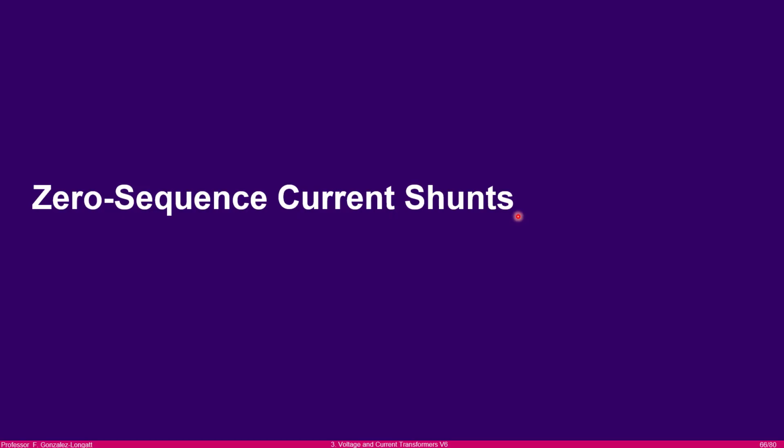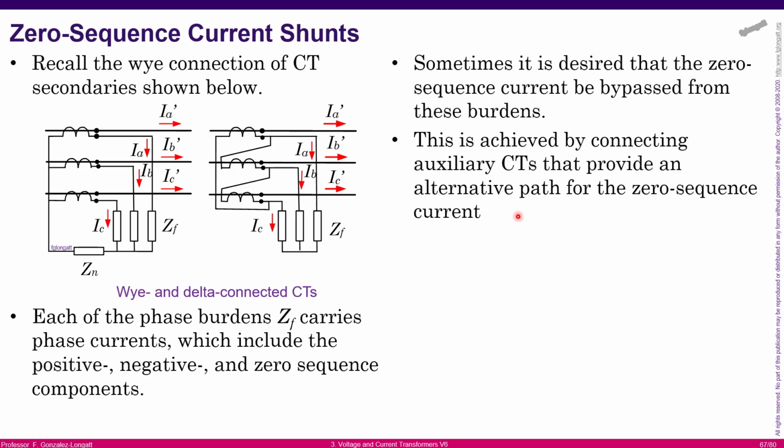Another important thing is that delta and star connections can be used for zero sequence. As you must be aware, when we have the star connection, there is a neutral point, and in that case, every single phase burden carries phase currents. That includes the positive, the negative, and the zero sequence components. However, sometimes we want the zero current to bypass the burdens. One very simple way to do so is to use again an auxiliary CT transformer.